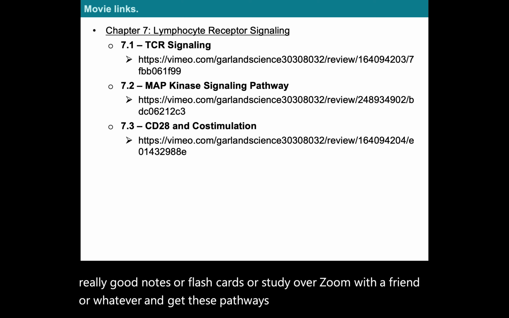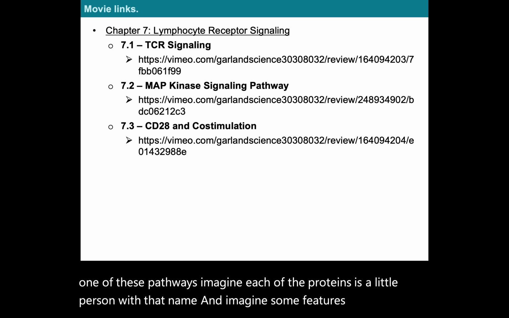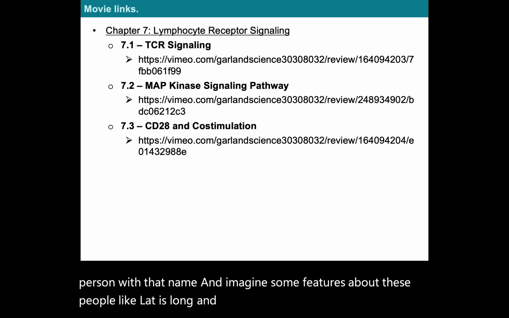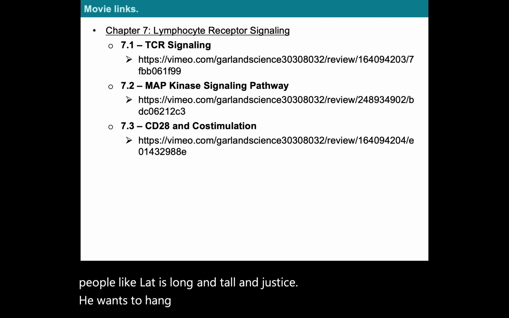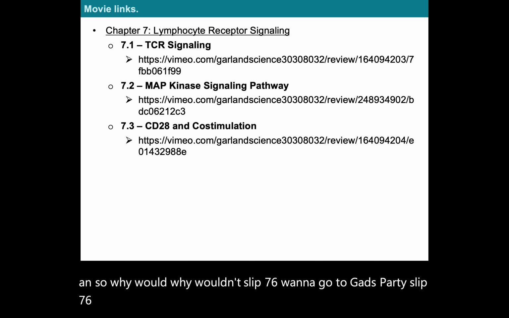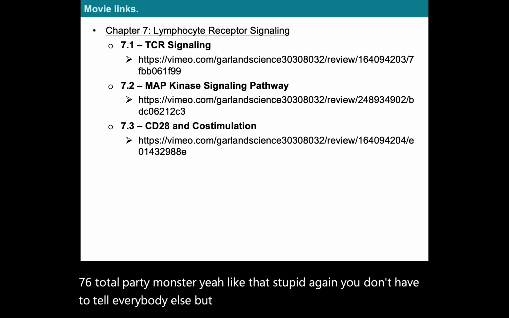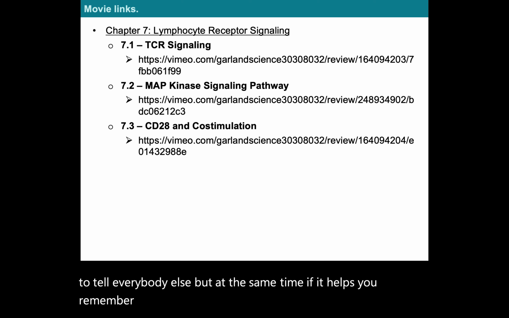I would say for each one of these pathways, imagine each of the proteins is a little person with that name. And, you know, imagine some features about these people. Like LAT is long and tall and just really wants to hang out at GADS's house. And, you know, GADS throws a great party. And so why wouldn't SLP-76 want to go to GADS's party? SLP-76, total party monster. Yeah, like that. Stupid. Again, you don't have to tell everybody else. But at the same time, if it helps you remember, it might help other people remember.